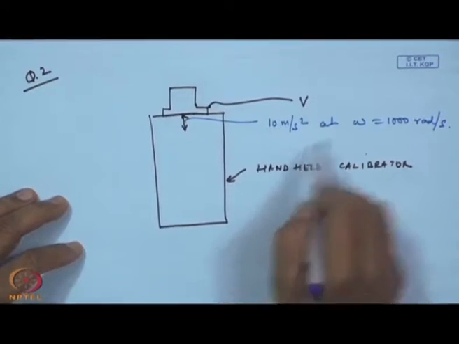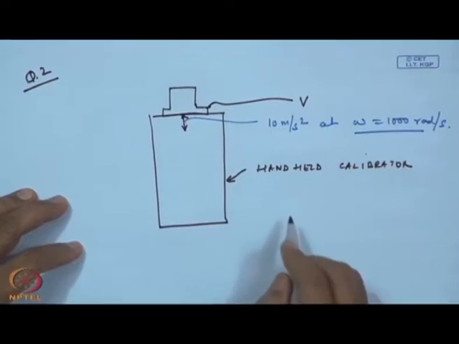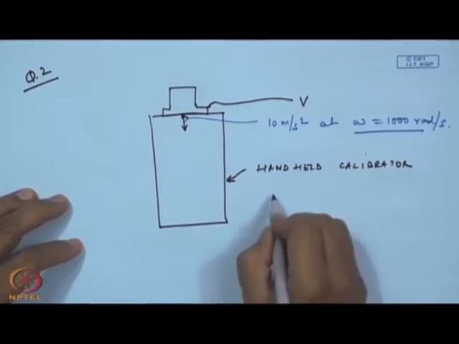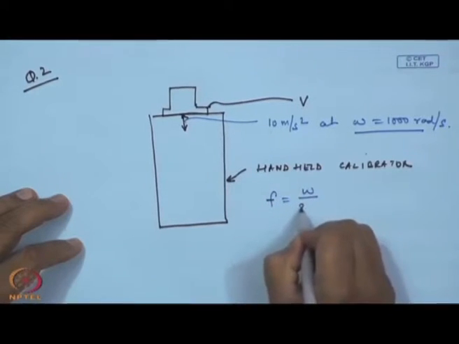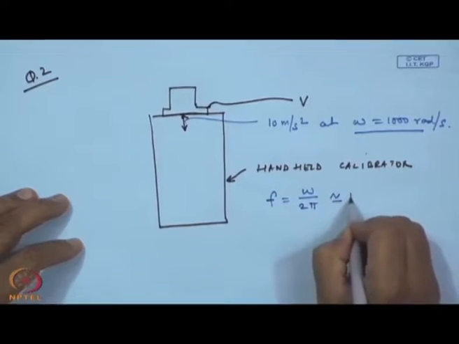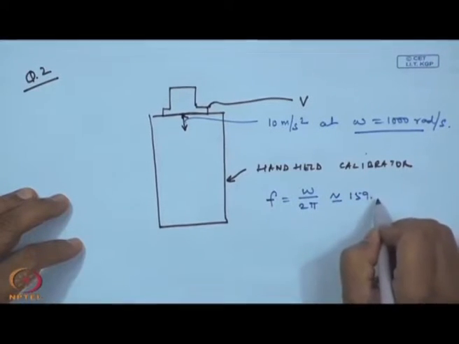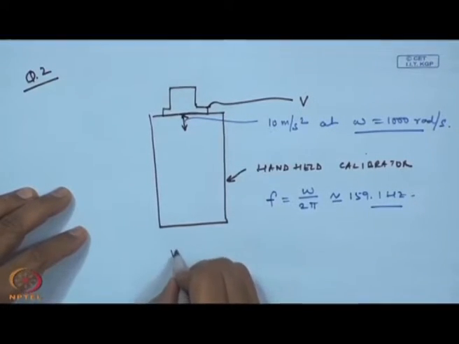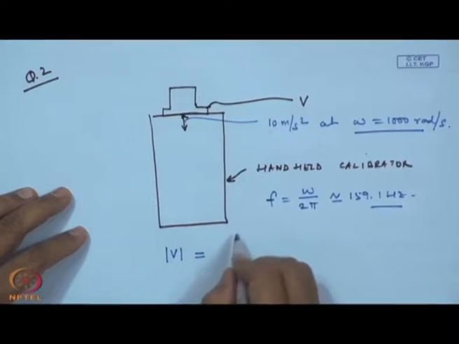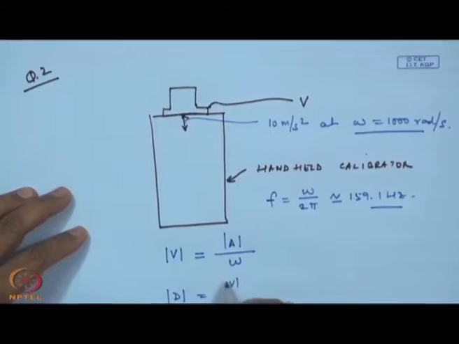As you know, this is a pure tone of 1000 radians per second. Its linear frequency f is equal to omega by 2 pi, and this comes down to about 159.1 hertz. Okay. But I know the velocity magnitude for a harmonic wave is nothing but the acceleration magnitude divided by omega, and the displacement magnitude is the velocity magnitude divided by omega, which is equal to the acceleration magnitude divided by omega square.